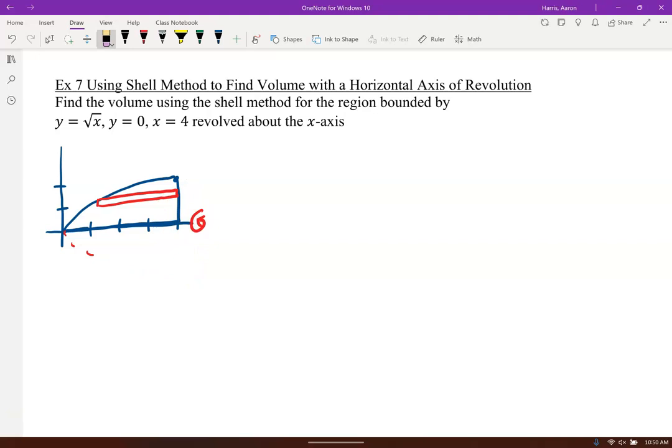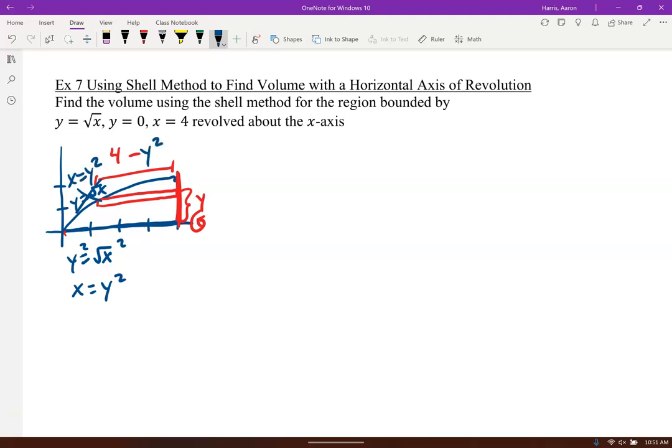Let me erase this junk now. So we've got this shell radius, which is the y, right? And then the height would be the right-hand side, so 4, right? 4, the right-hand side minus, but I got to solve this y equal root x. Let me solve that for x here. So x equals y squared.